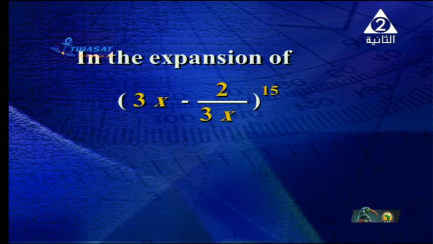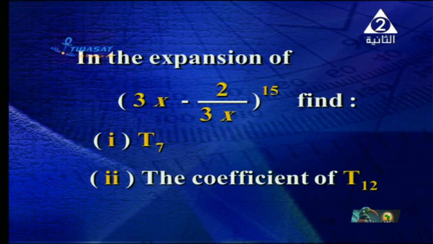Look at another example. In the expansion of (3x minus 2 over 3x)^15, find T7 and the coefficient of T12. My dear student, in an expansion to the power n, the general rule is T(r+1) equals nCr, second power r, first power n minus r. Look at, my dear student, in this example there is a difference between finding the term and the coefficient of the term. To find the term, we find the coefficient multiplied by a variable x, or any variable x, y, z. But for the coefficient, by using calculator, find the number only. My dear student, look at the solution of this example.